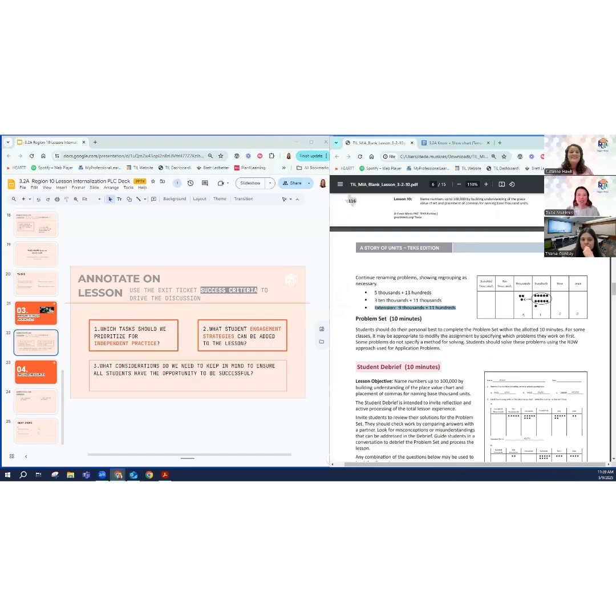So now that we've got some good engagement strategies and we have those jotted down for our annotations, let's talk accommodations. So, thinking specifically for our ELL students and our SPED students, what do we need to make sure we have in place to help them succeed?